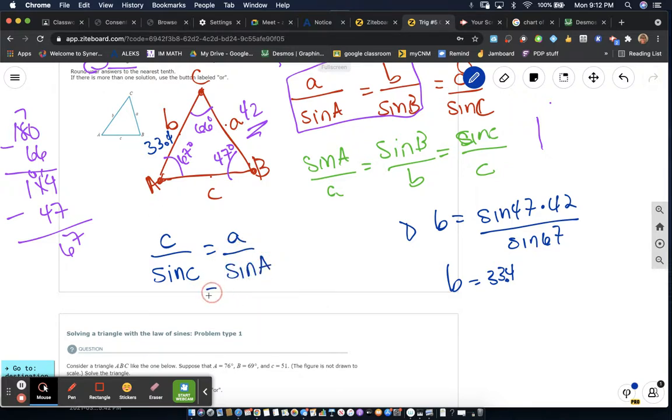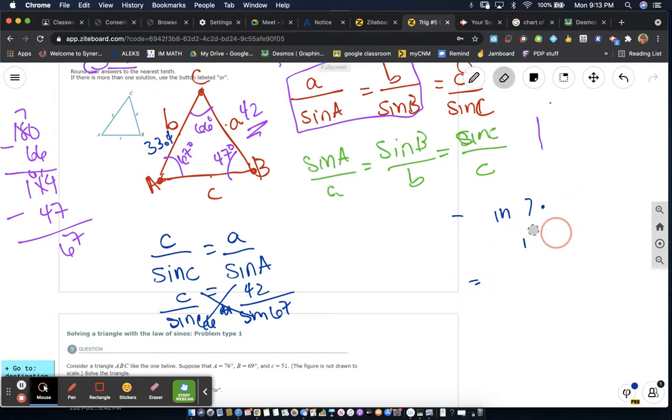And then I'm going to, again, C over sine C. What is C? 66. Is equal to A, 42 over sine of 67, because that's A over sine A. So basically all we're doing is plugging this in, okay? Nothing more. It's really nice, these proportions. And then cross multiply, okay? Let me go ahead and write this over here. Okay, cross multiply, you have a proportion.